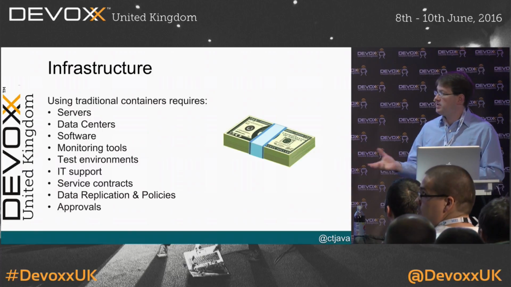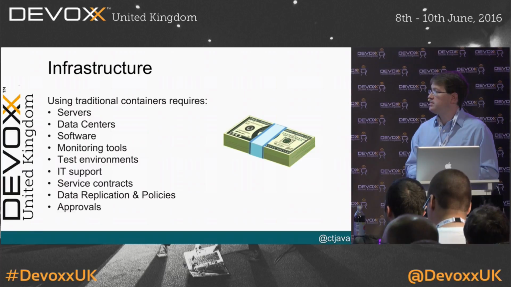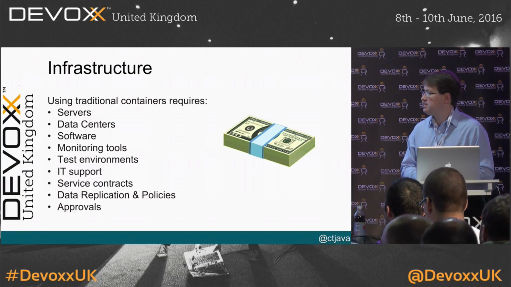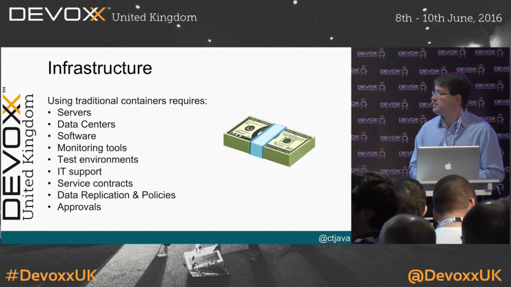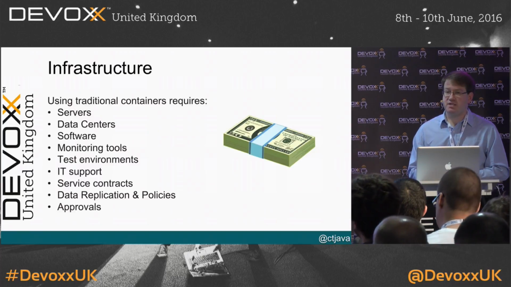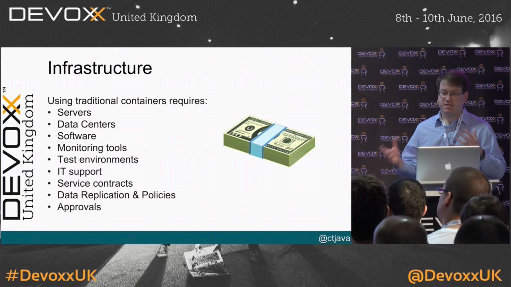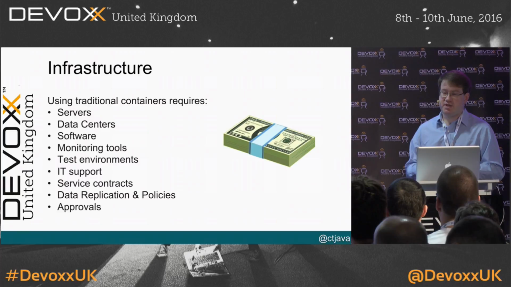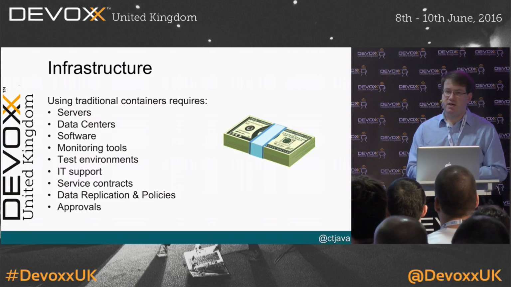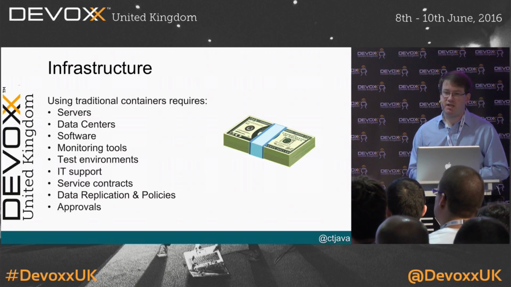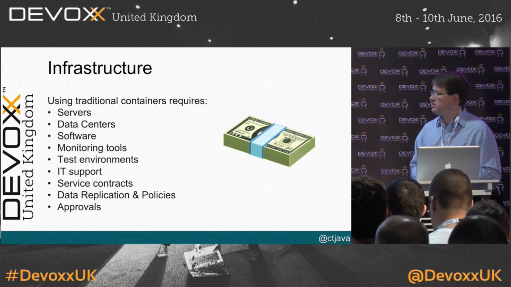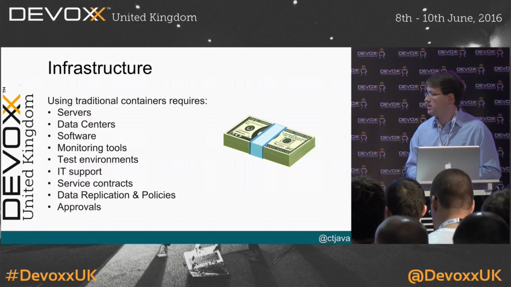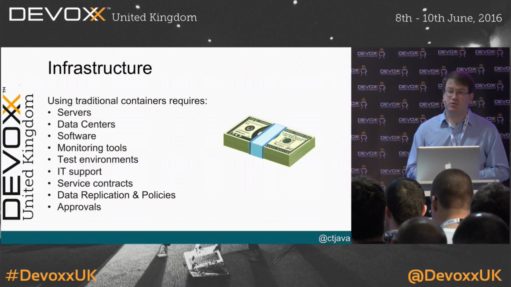Dealing with IT support, you have to have people to monitor it and monitor the monitoring tools on a regular basis. As I mentioned, service contracts. Data replication and policies. If your application is being used in multiple locales around the world, you have to deal with replicating the data around the world as well and dealing with the policies that are inherent in that, because in some cases data can't leave a specific country or you don't want it going to a specific country. And then there are always the approvals.